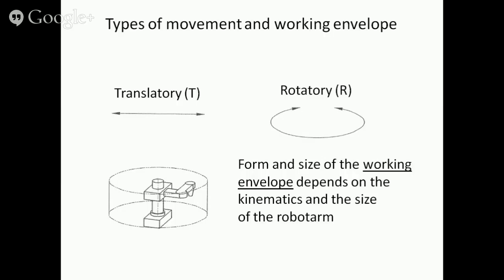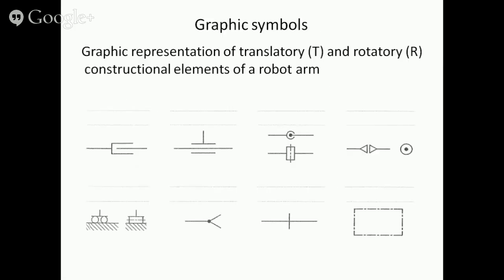Form and size of the working envelope. This is the working envelope. It depends on the kinematics and the size of the robot arm. Translatory T and rotatory R construction elements of a robot arm are represented by graphic symbols.